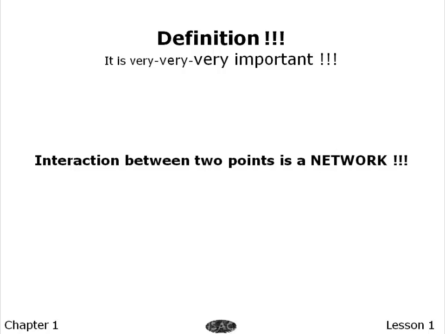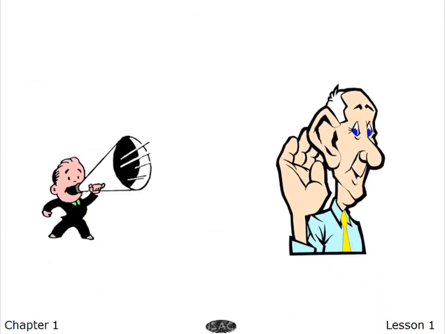Let's take an example. When we are talking to each other, it is also a network. Here the points are we, and the interaction is our speech or our conversation. Have you caught it? I think yes.